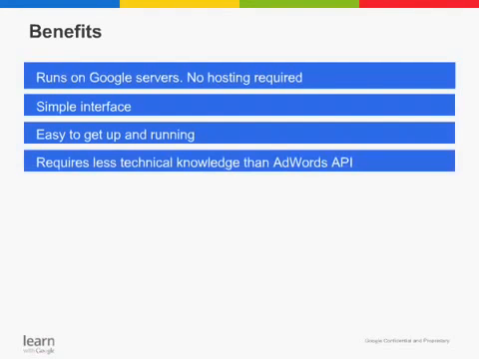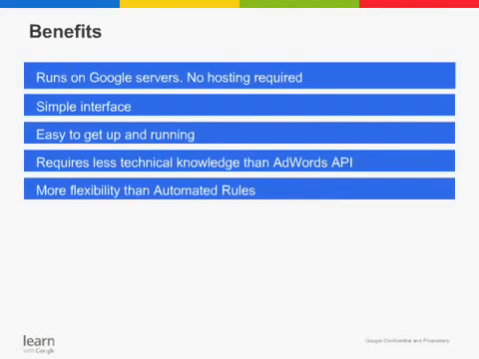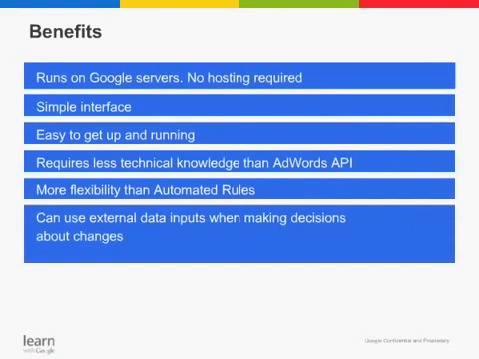For those who are unsure whether or not you should use scripts versus the AdWords API, this is much simpler to get started than the API. At the same time, it offers you a great deal more flexibility than automated rules. And a really exciting thing is that you can use external data inputs when making decisions about changes. This external data can be anything from your own inventory to third-party data such as weather or information from the U.S. Geological Survey, any kind of third-party data sources that you have access to.